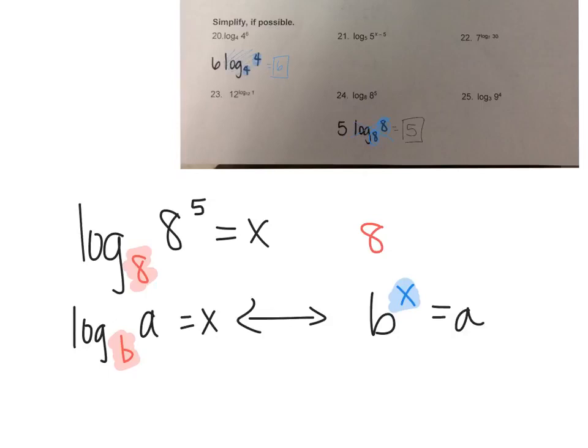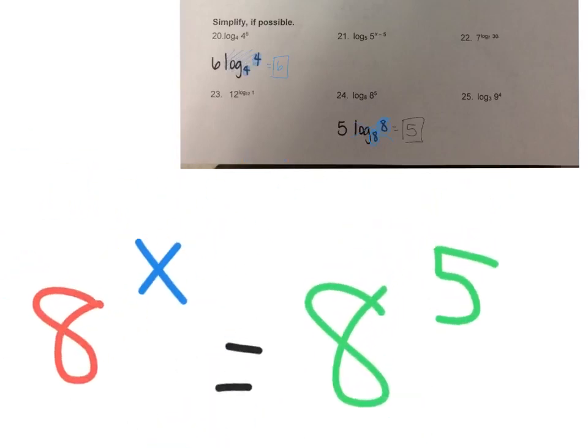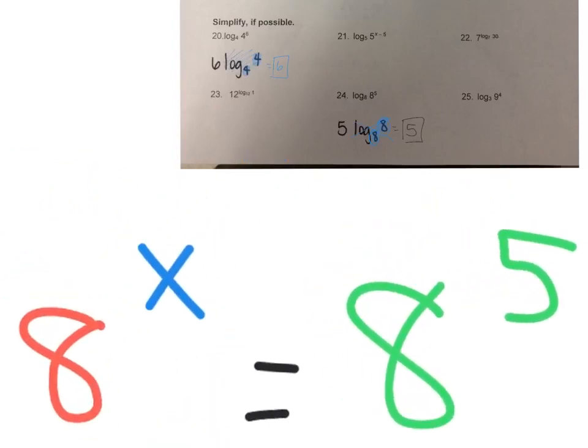What's x in our problem? It's just x, actually. So 8 to the x power equals, okay, what is a in our problem? 8 to the 5th power. It's not just 8, it's 8 to the 5th power. That whole thing is a. So I really have 8 to the x power equals 8 to the 5th power. Well, use common sense. If this is what I have written, what does x have to equal? That's the only way that problem's equivalent. If x equaled anything else, that wouldn't make sense. So that's why our answer is 5.